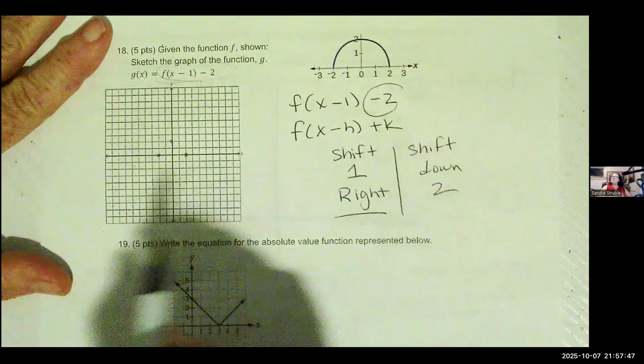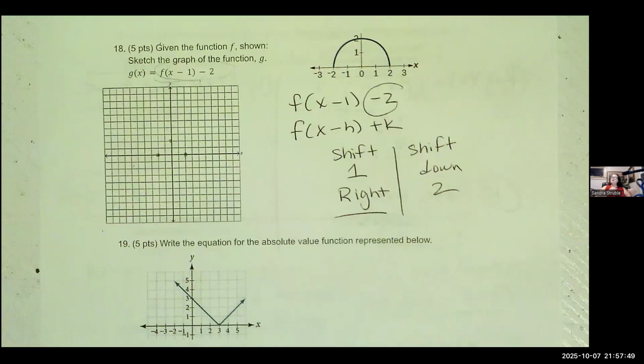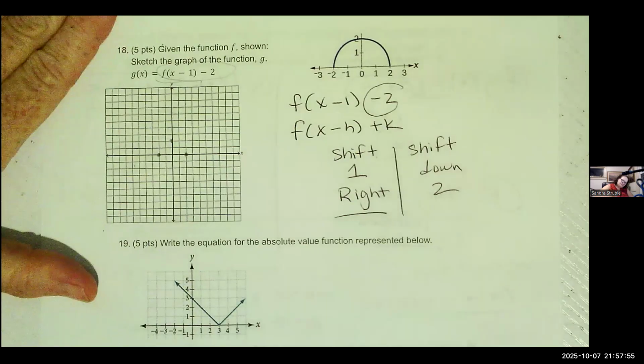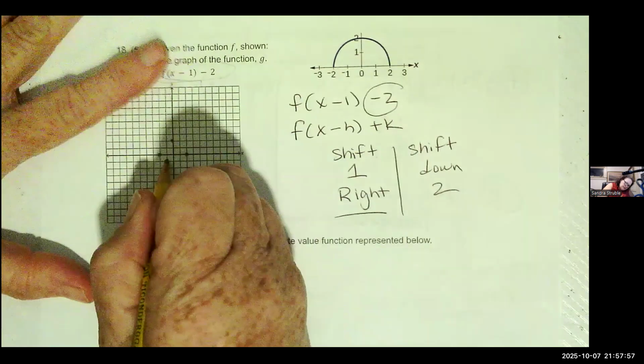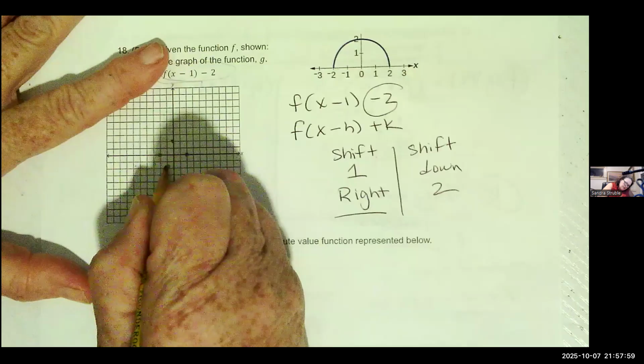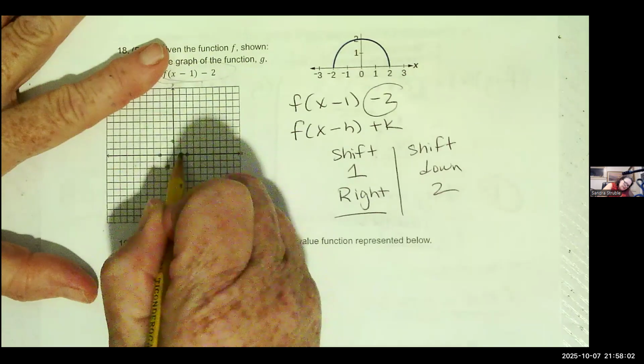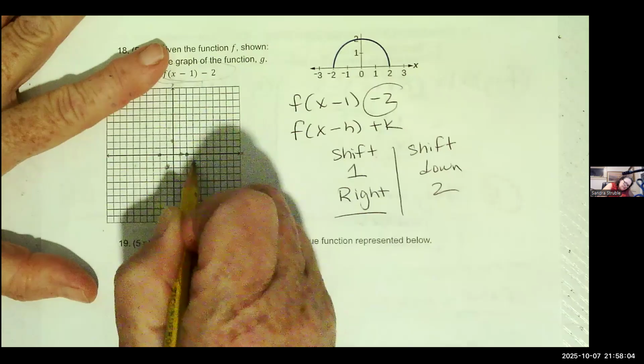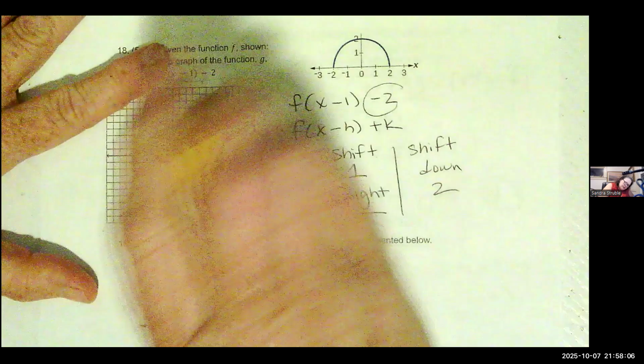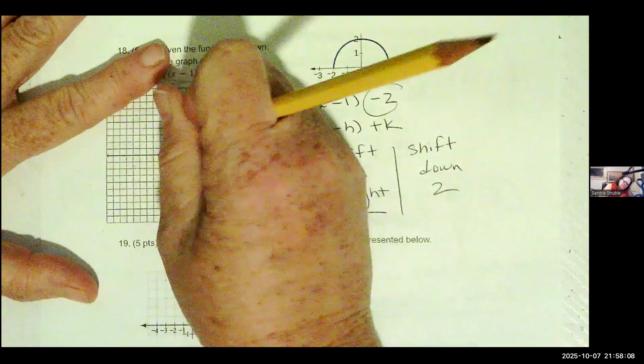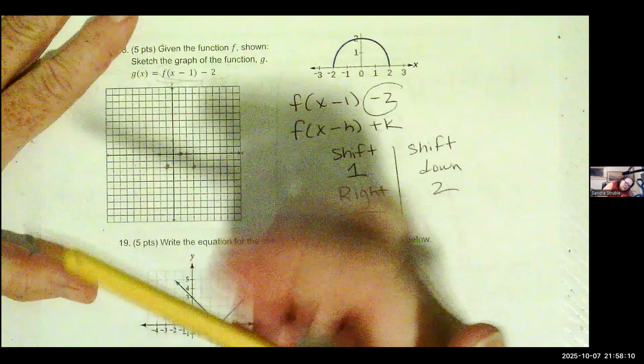So I'm going to take each one of these points, shift 1 to the right, and then down 2. 1 to the right, down 2. Place my point. 1 to the right, down 2. 1 to the right, down 2. So now I can erase my previous ones and draw.